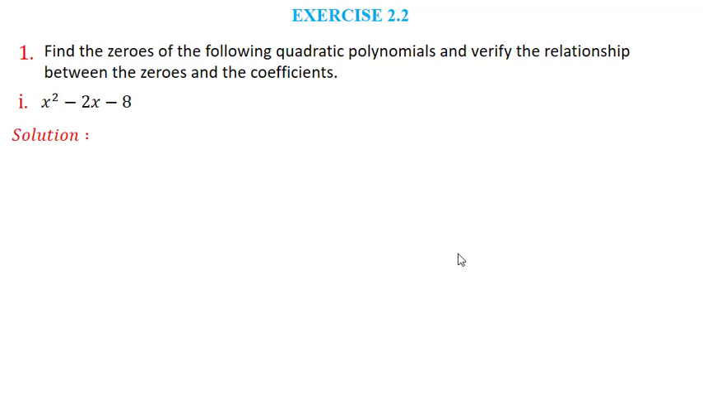There we have studied factorization by splitting the middle term method. So by that method we will find zeros and then we will see the relationship that we have just discussed. Okay, so let us take x square minus 2x minus 8. Now rewrite a into c, that is 1 into minus 8 is minus 8. I have to find two factors of minus 8 so that their addition is minus 2. So minus 4 and plus 2 will give me that answer.